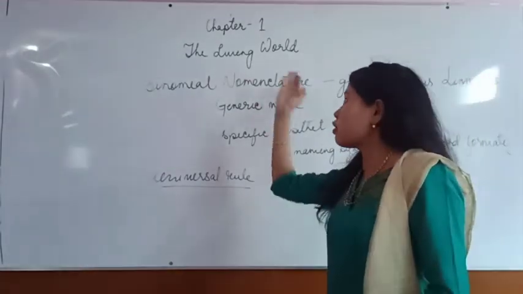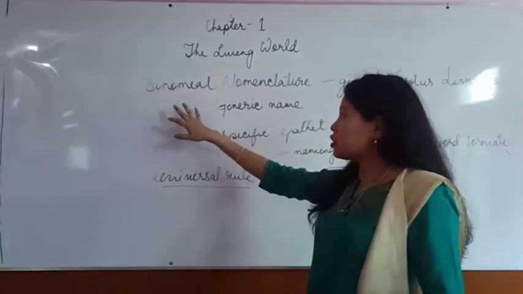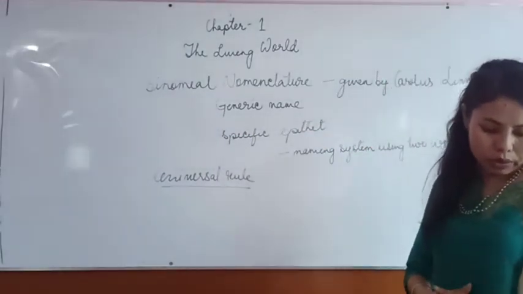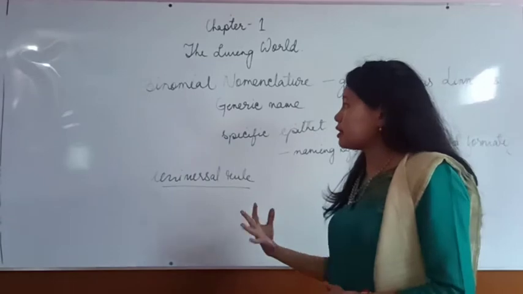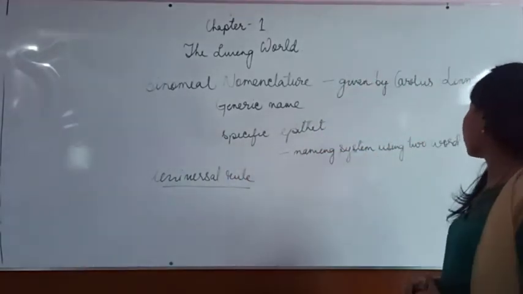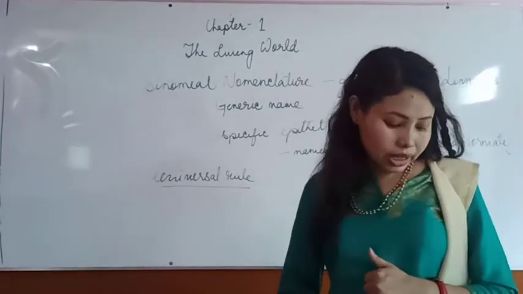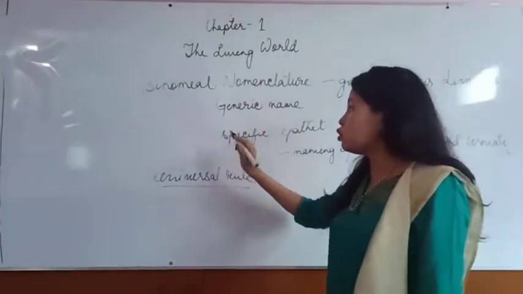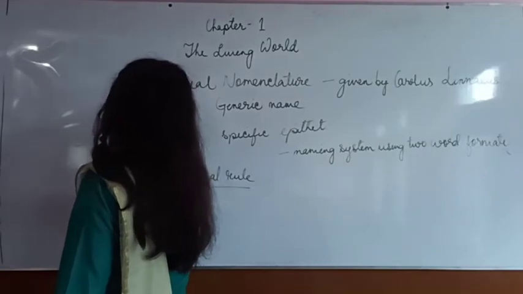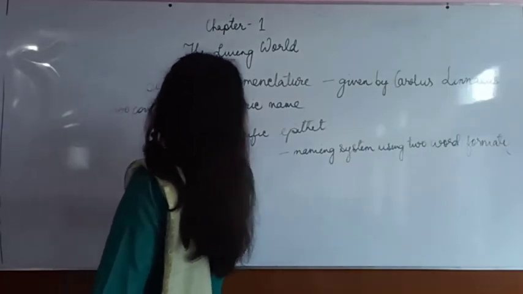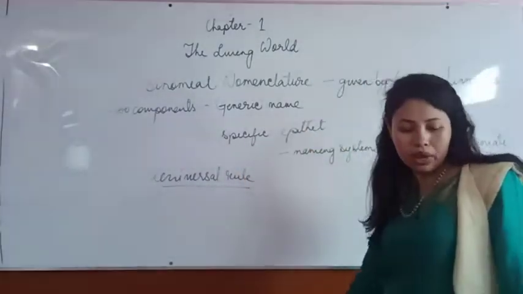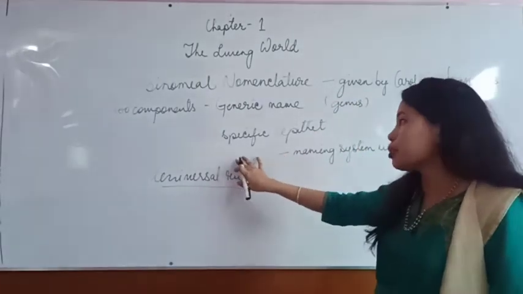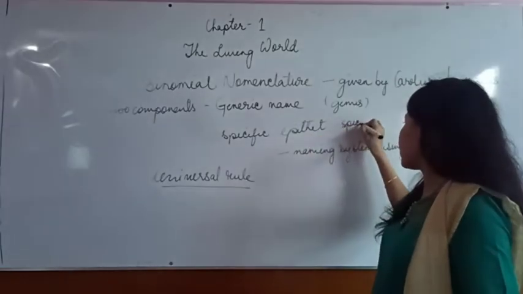Let's come to the next part of our chapter, which is nomenclature, and under nomenclature we are going to study binomial nomenclature. Binomial nomenclature has been used by scientists for a very long time. It was given by Carolus Linnaeus, who developed it. In binomial nomenclature, the name of an organism has two components. Number one is the generic name or the genus, and the second part of the name is the specific epithet, which is the species.